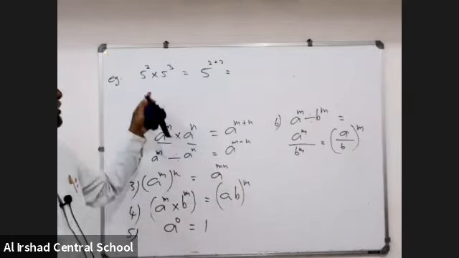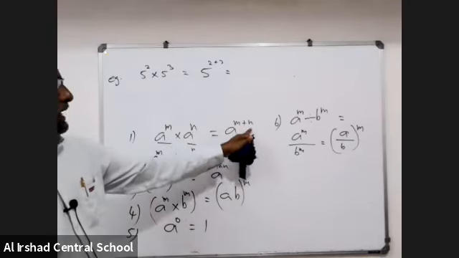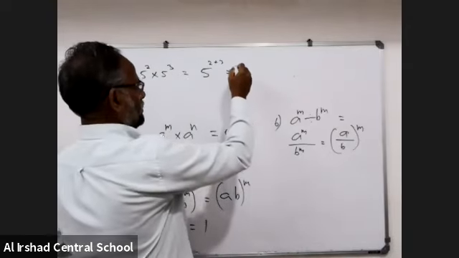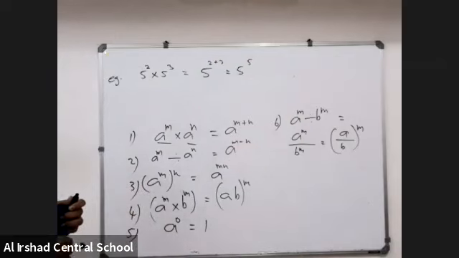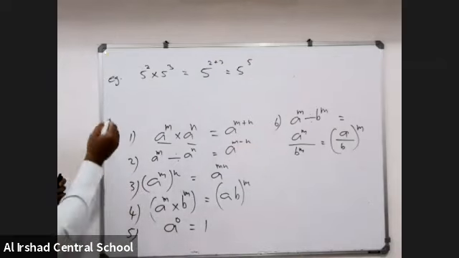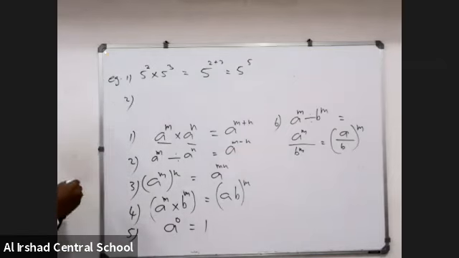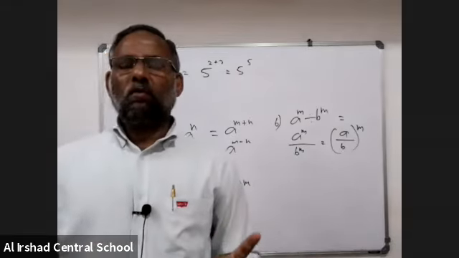Your m is 2 and your n is 3, and m plus n, that means 5 to the power of 2 plus 3, that is 5 to the power of 5. You know that is 5 into 5 into 5 into 5 into 5. Example for 1. Now an example for 2. I think you understood the example for 1.